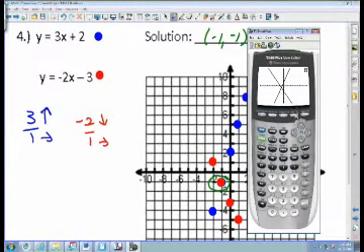I'm going to go second, trace, 5 for intersect, enter, enter, enter. -1, -1. Sure enough, there it is. Make sure you know how to find it in the table as well.